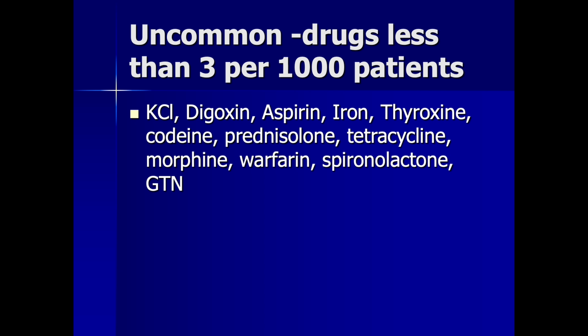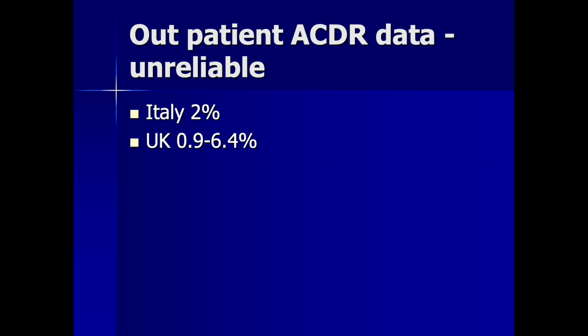And at the other end of the spectrum, they were able to identify drugs that were very infrequently associated with a rash. So potassium chloride, digoxin, aspirin, iron, thyroxine, etc., infrequent causes of eruptions. And there have been a number of studies looking at adverse cutaneous drug reactions in outpatients. But unfortunately, data collection is patchy and sparse and quite variable.